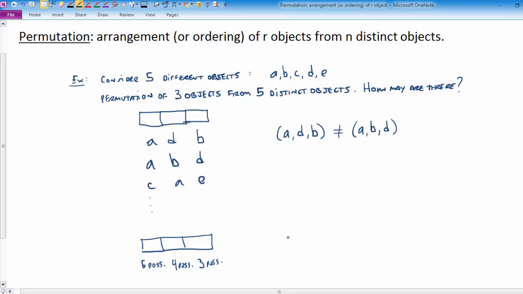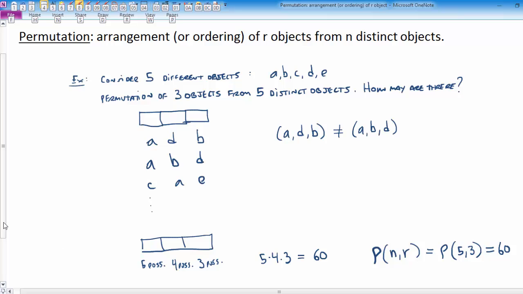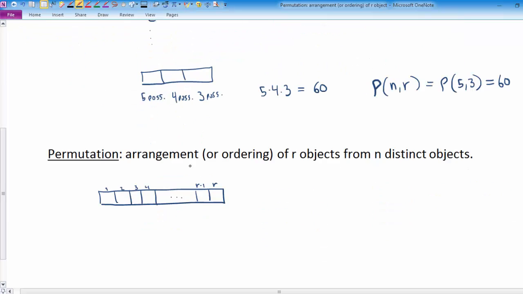Now there is a principle, it's called multiplicative principle, that says that we can multiply these numbers. 5 times 4 times 3, and that total will give us 60. The notation for permutation is this, P and R, and in this example we have P 5, 3, which is 60. So in general, we want to find the number of arrangements of R objects from N distinct objects.